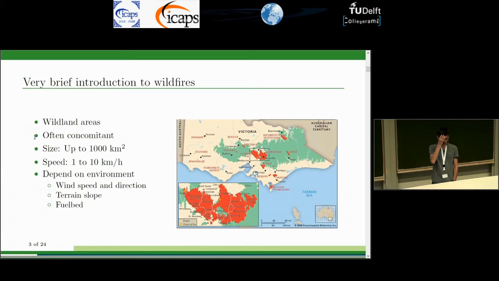So just to give you a few facts: wildfires typically occur in wildland and remote areas, which makes the use of fixed-wing UAVs appealing, because they are easy to deploy and can reach distant targets. Forest fires are often concomitant. In risky areas, you can have up to tens of fire starts per day. They can cover very large spaces, up to 1,000 square kilometers, but usually more in the size of 100 square kilometers. They are constantly moving, at a speed of 1 to 10 kilometers per hour, and they highly depend on the environment, which would be the wind speed, the wind direction, the elevation data, and the fuel bed.